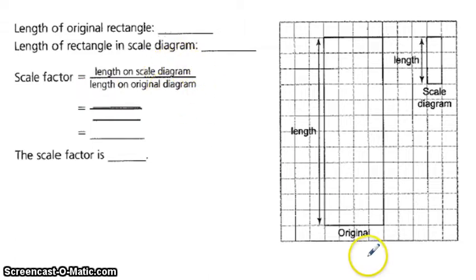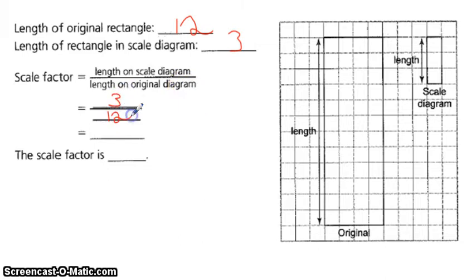If we look at the original rectangle, I'll go lengthwise. It doesn't really matter. 1, 2, 3, 4, 5, 6, 7, 8, 9, 10, 11, 12. That's the original. And then of course the scale, which is much smaller, is 1, 2, 3. So we're going to go scale over original. It's actually going to be 3 over 12.